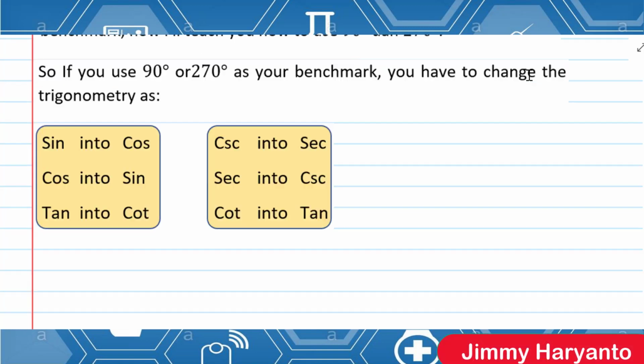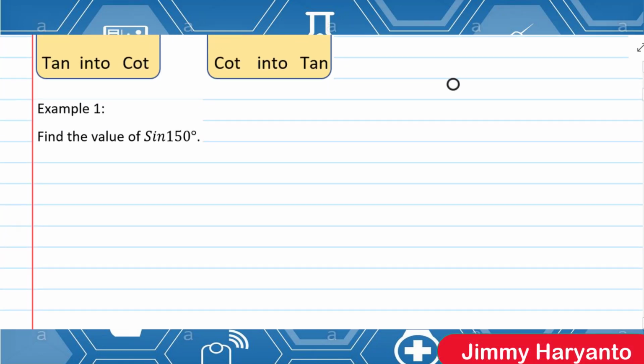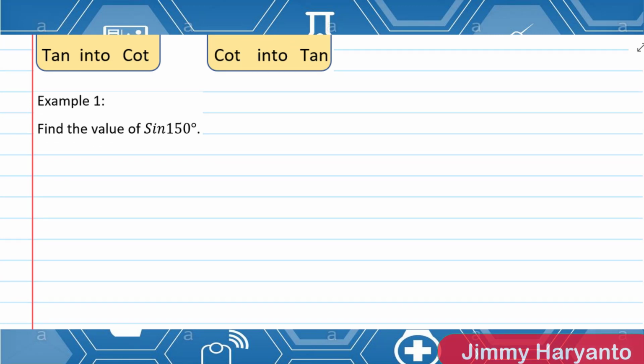Yeah, how to do that? Sine can be turned into cos. Cos can be turned into sine, tan can be turned into cotangent, cosecant into secant, secant into cosecant, and cotangent into tan. So how to do this? First, example 1, find the value of sine 150.